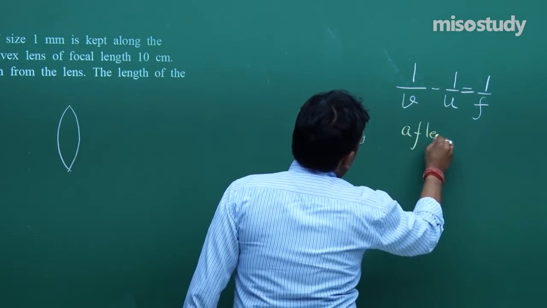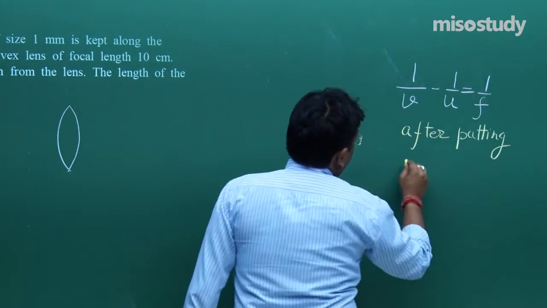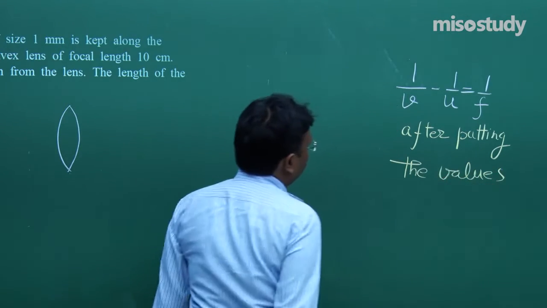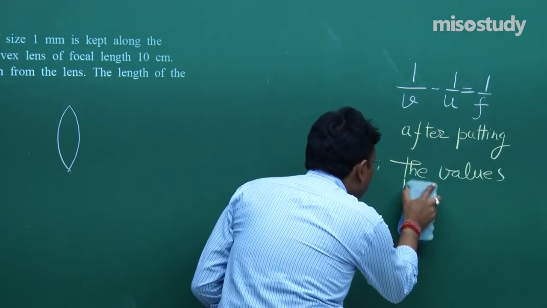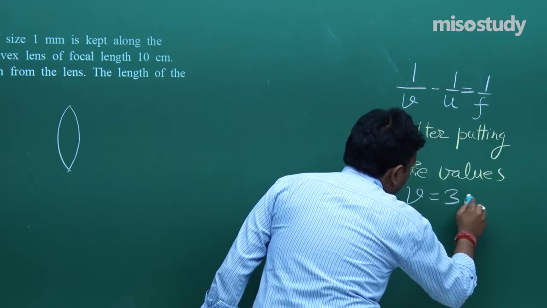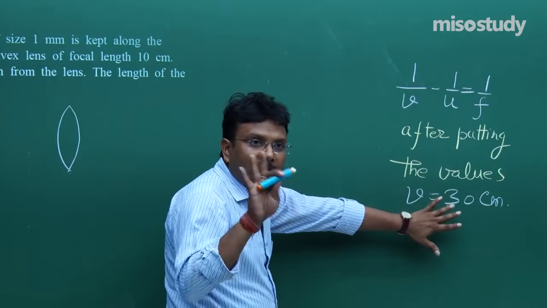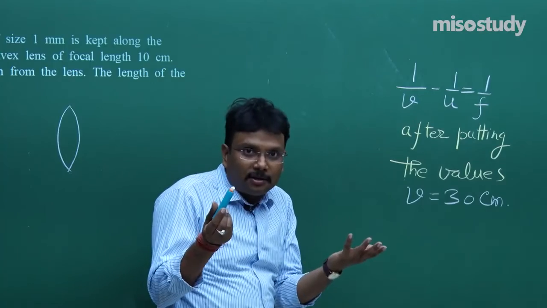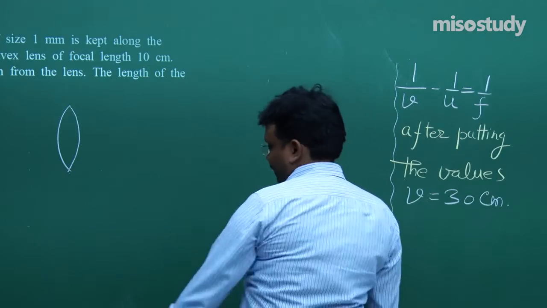After putting the values, V is equal to 30 centimeter. This is the position of the image. It is not asked in the question. They asked the length of the image. So let's use this application.